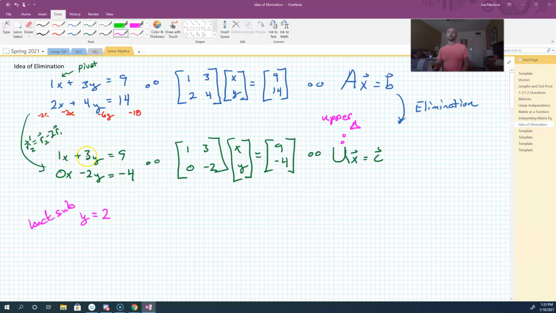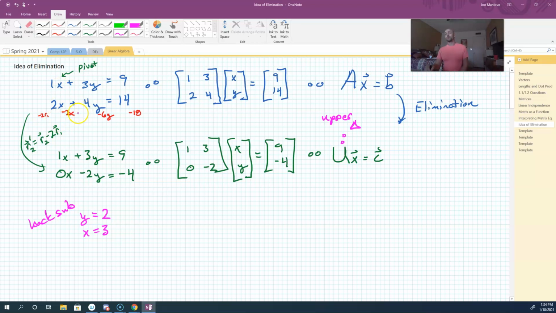Right, so we go look at our first equation, which says that x plus 3y is 9. Well, if y is 2, then this 3y part is 6. So that means that x has to be 3. Is that part recognizable, hopefully, from algebra class? Okay, so this is kind of our idea of elimination. We picked a pivot, and then we zeroed out everything below it.